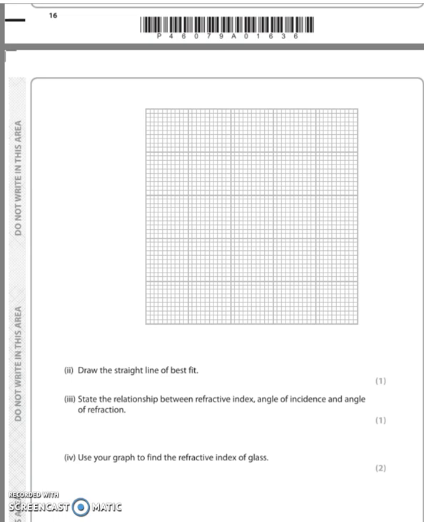Stick to the usual rules when you're plotting the graph. Labels on both axes. It actually doesn't matter which way round they go. I'm going to put sine i on the bottom and sine r at the side. Now, usually for a graph, you've got to be really careful about units. But because they're angles, they don't have a unit, nor do the sines of angles. So we don't need to worry about that for this graph.